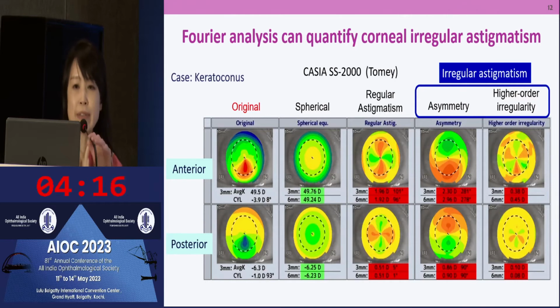I'd like to mention the Fourier analysis with OCT. Fourier analysis is a useful tool with anterior segment OCT. The corneal dioptric data can be divided into 4 components: spherical, regular astigmatism, asymmetry, and higher order irregularity, for both anterior and posterior corneal surfaces. Asymmetry components and higher order irregularity are the components of irregular astigmatism. This is an example of keratoconus.